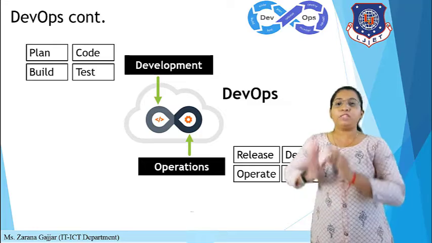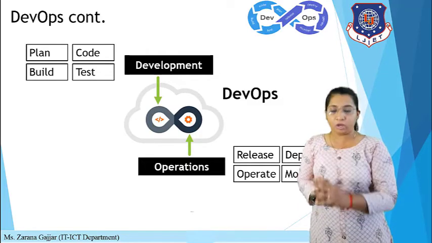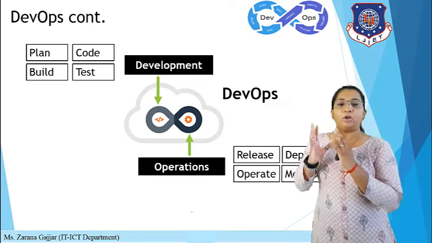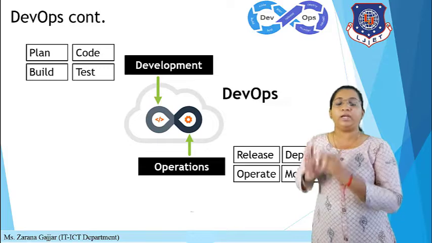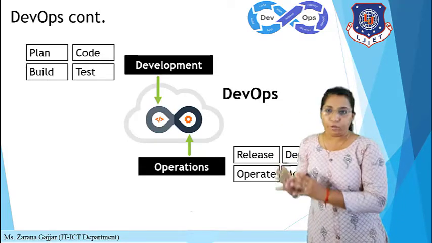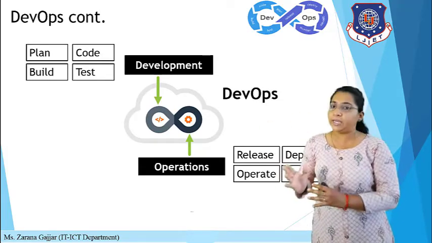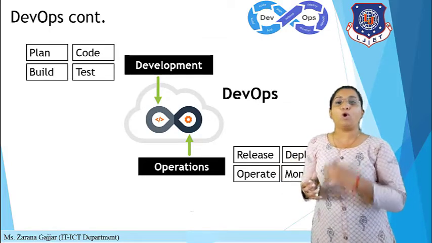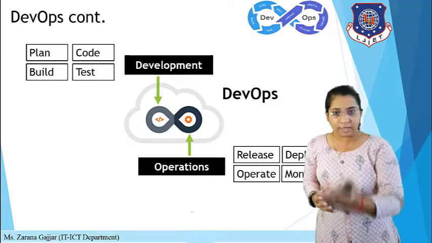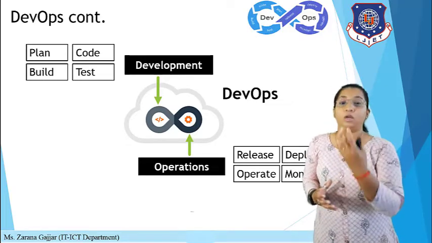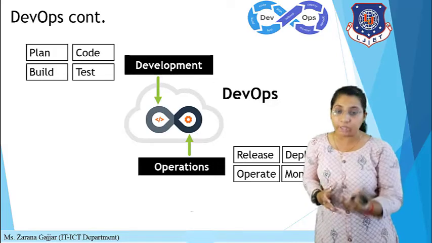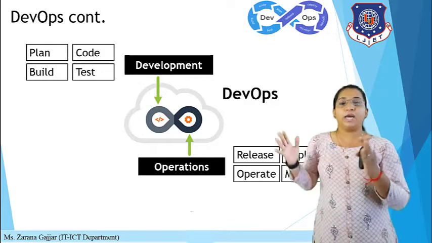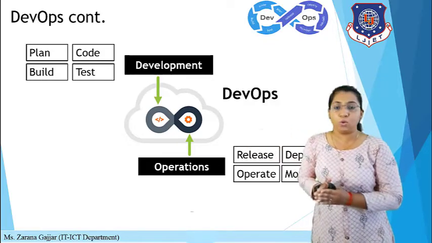Development means you are developing something. In software engineering terms, you are developing a software product, and all the activities for development are included in the development phase: plan, code, build and test. But once you are done with the software product development, you are operating it. You are releasing its version, deploying it on the customer side, and monitoring each and every activity of that software product. Basically DevOps is a combination of these two things.